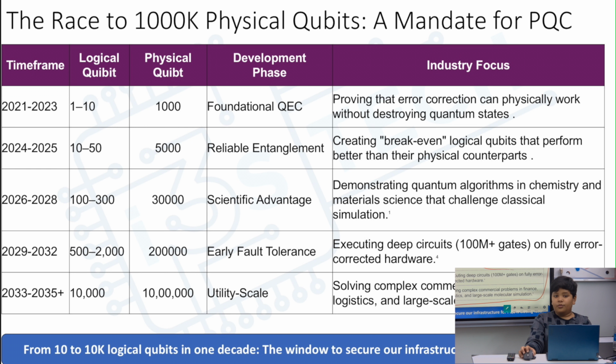So we need to implement PQC fast, because people are using store now, decrypt later. What they're doing is looking at public channels and storing all the information right now. Then when quantum computers emerge with enough qubits, they're going to decrypt it. So they're using store now, decrypt later. So we need to start implementing PQC as soon as possible, so our personal data doesn't become available to the public. Okay, right.